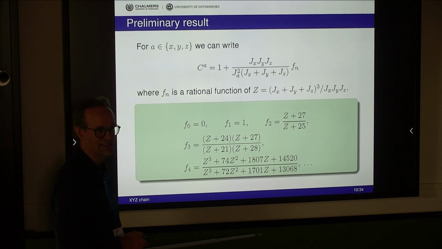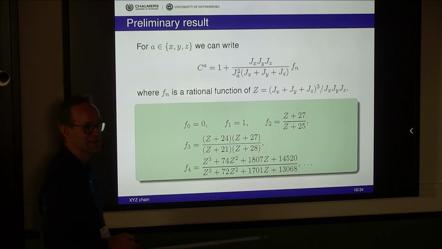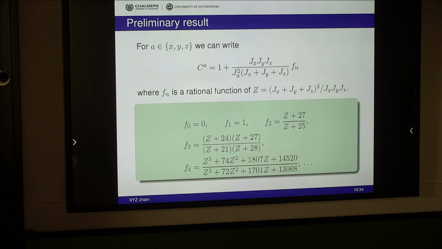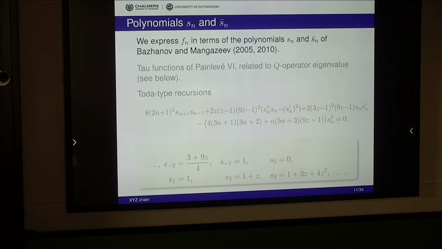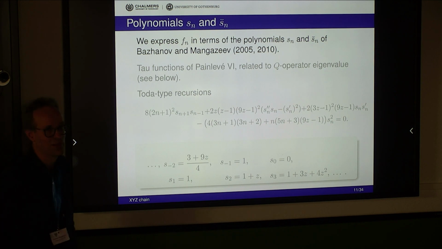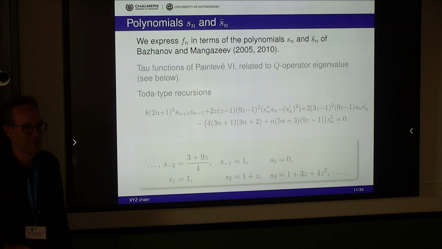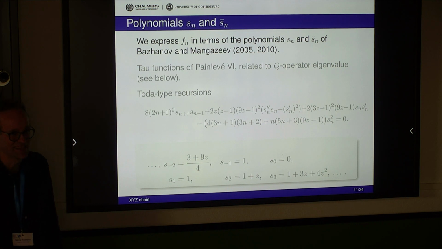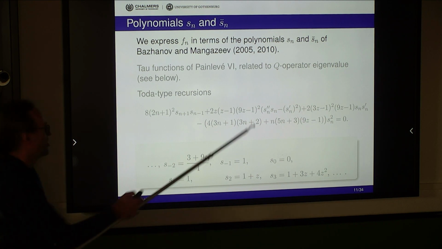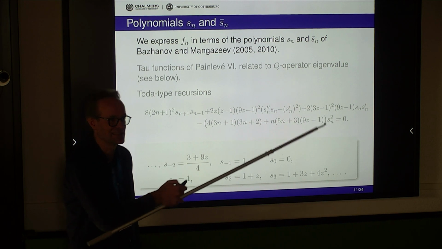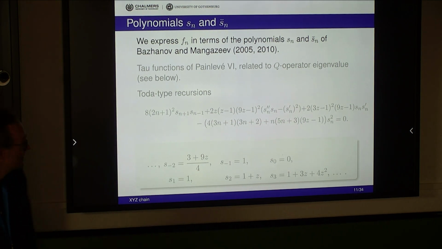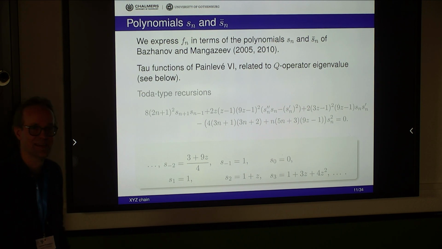Okay, so to compute the correlations, I need to say what Fn is. That's what I'm going to do. We will express Fn in terms of certain polynomials introduced by Bazhanov and Mangazeev that are called Sn and Sn bar. The bar doesn't mean complex conjugate or anything; it is just two different polynomials. They have some interesting properties. They are tau functions of Painlevé 6, and they are related to the Q operator eigenvalue. I come to that later. I can't say everything at one time.